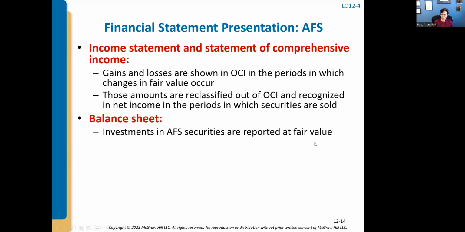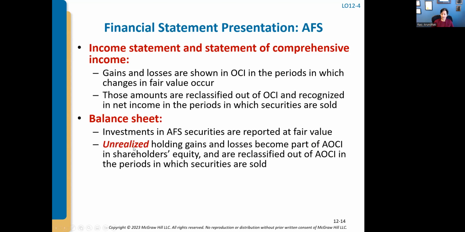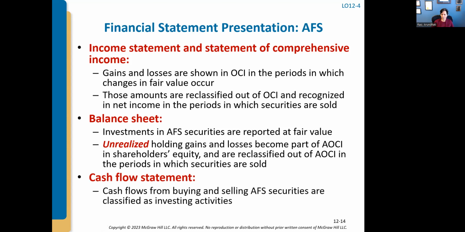In the balance sheet, I'm reporting at fair value. Unrealized holding gains and losses, I'm no longer ignoring them, but I'm putting them under other comprehensive income. And it becomes a part of its cumulative number. It becomes a part of the accumulated other comprehensive income. So in the statement of cash flows, where should we put this? Is it a current asset or is it a long-term asset? We are going to treat it as a long-term asset and classify it as an investing activity.